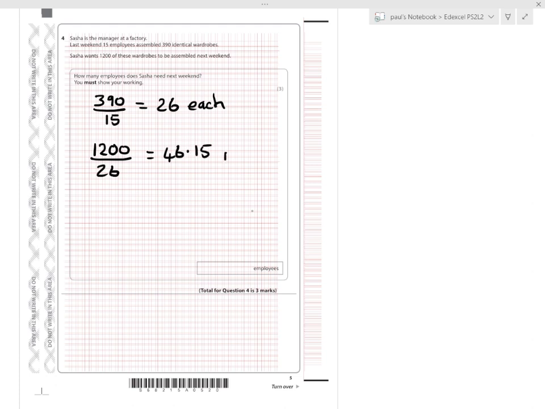This is people, isn't it? Yeah. We're going to have to round it up to 47. Yeah. Otherwise, you'll never make that last one.